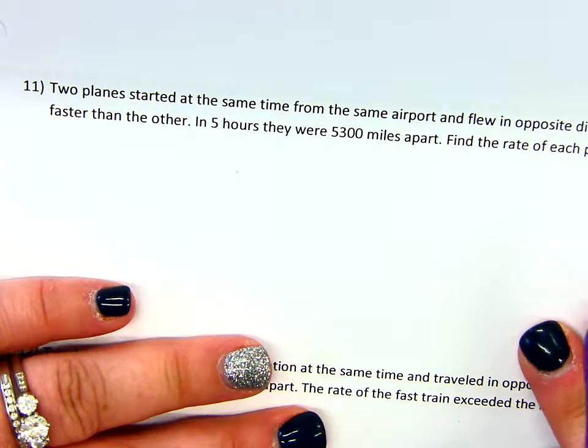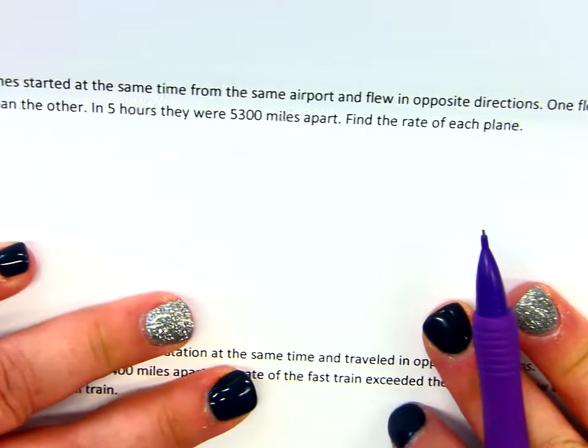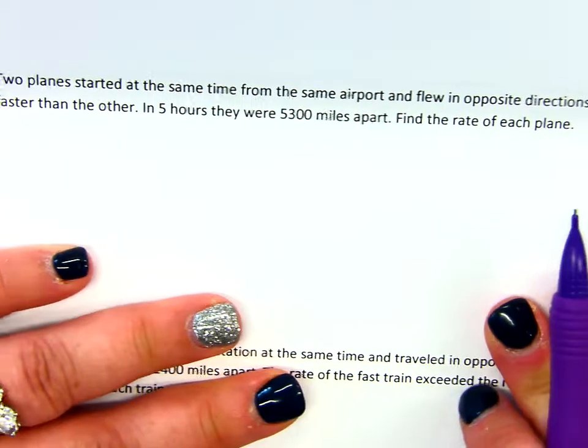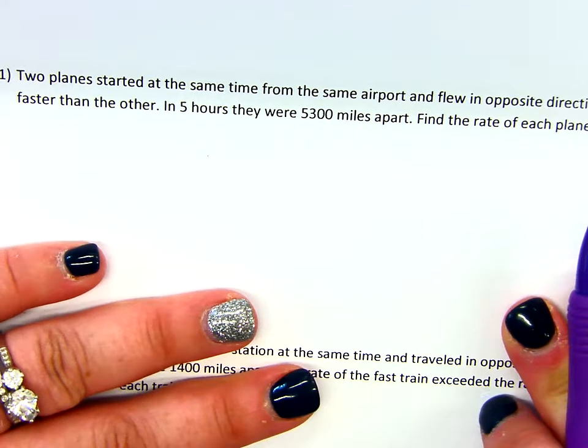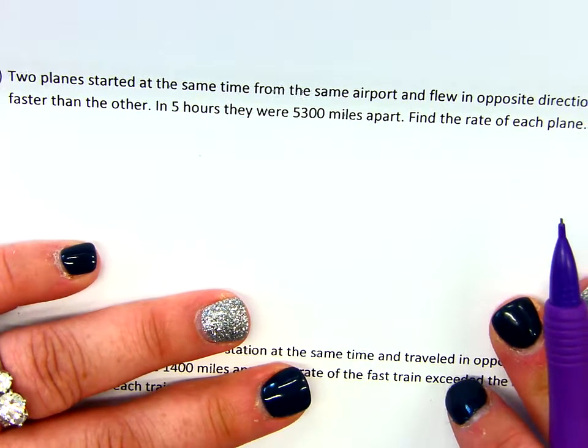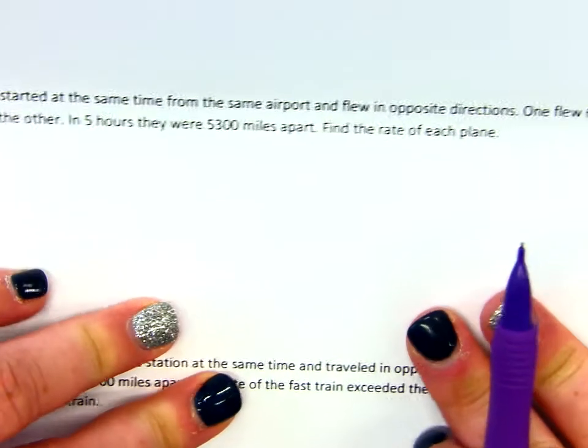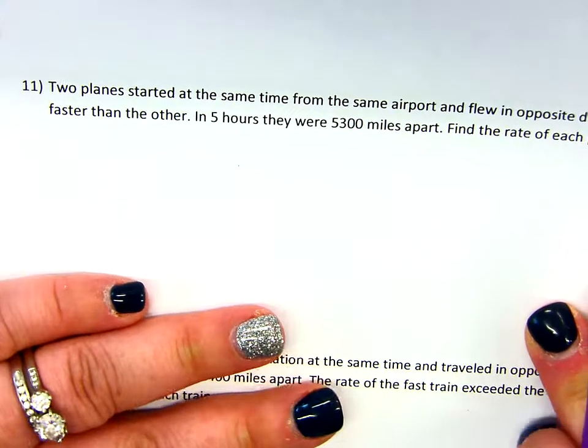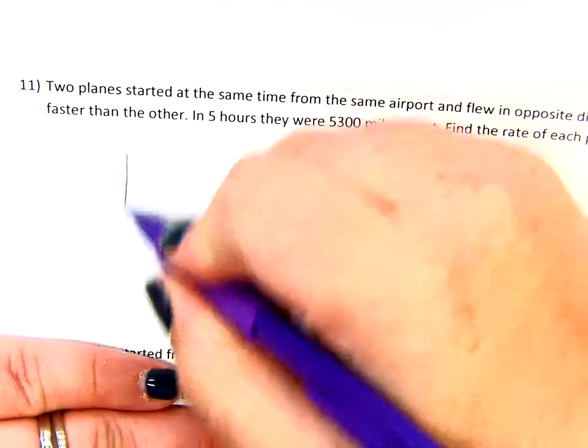So let's read 11. Two planes started at the same time from the same airport and flew in opposite directions. One flew 60 miles per hour faster than the other. In 5 hours, they were 5,300 miles apart. Find the rate of each plane. So this time I'm looking for the rates. We'll make our chart.